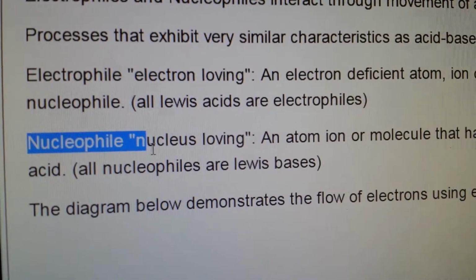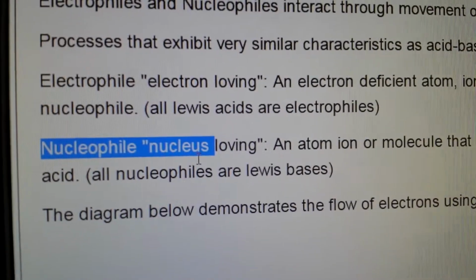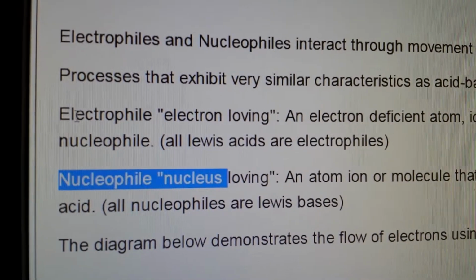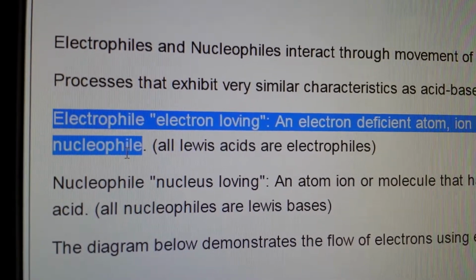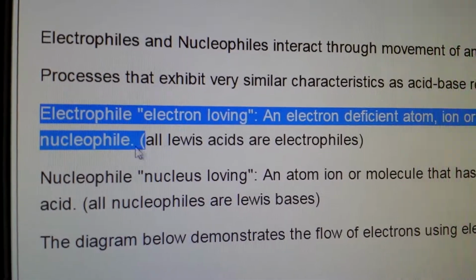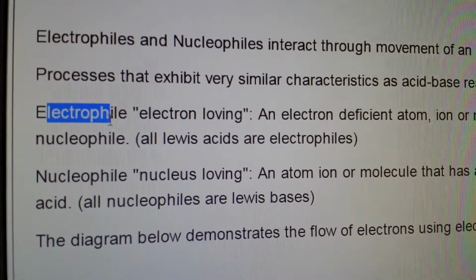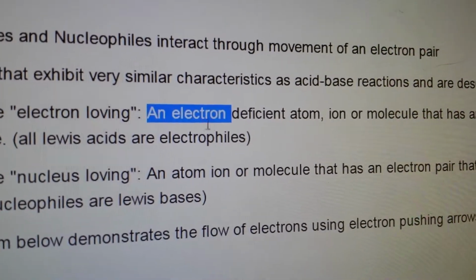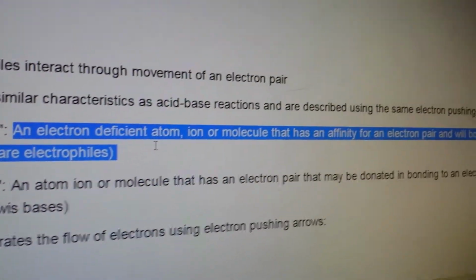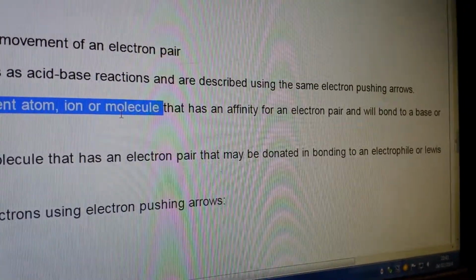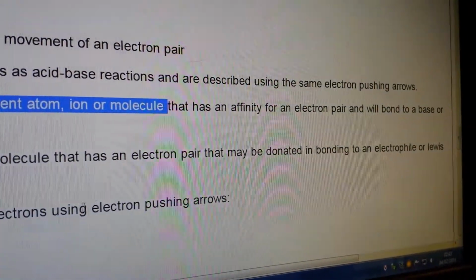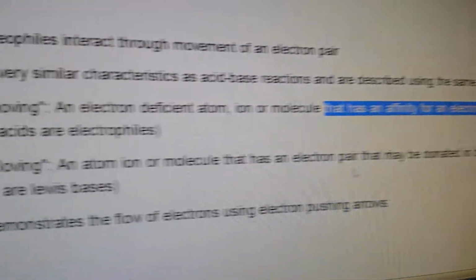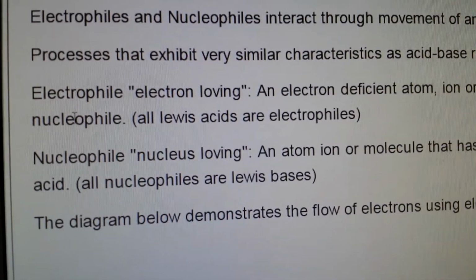Electron-loving and electron-deficient atom, that's acid. Nucleophile. So we were telling you the definition of electrophile. In the beginning we didn't tell, we just gave you a concept of acid base. But now we're telling you what electrophiles are. An electrophile is electron-loving, something that loves electrons, an electron-deficient atom, ion, or molecule that has an affinity for an electron pair, and this will depend upon the nucleophile.